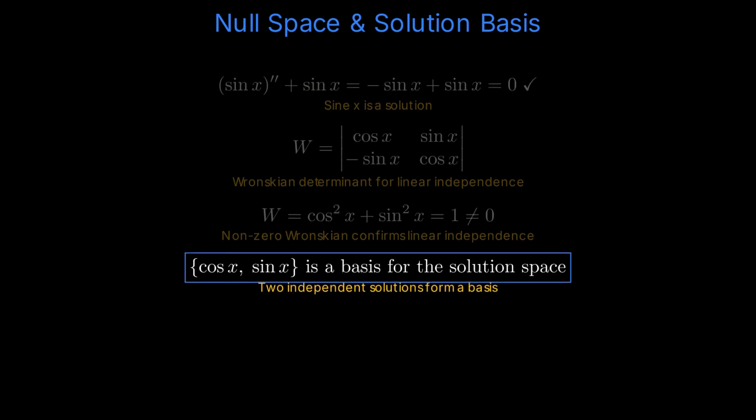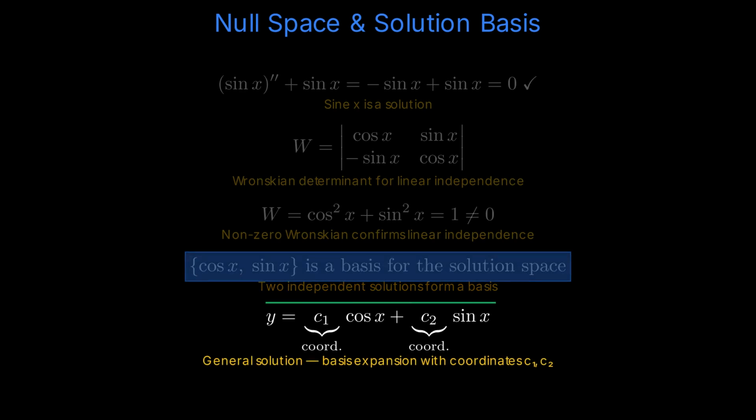The general solution is y equals c1 times cos x plus c2 times sin x. This is a basis expansion where c1 and c2 serve as coordinates in this basis. That basis isn't unique.